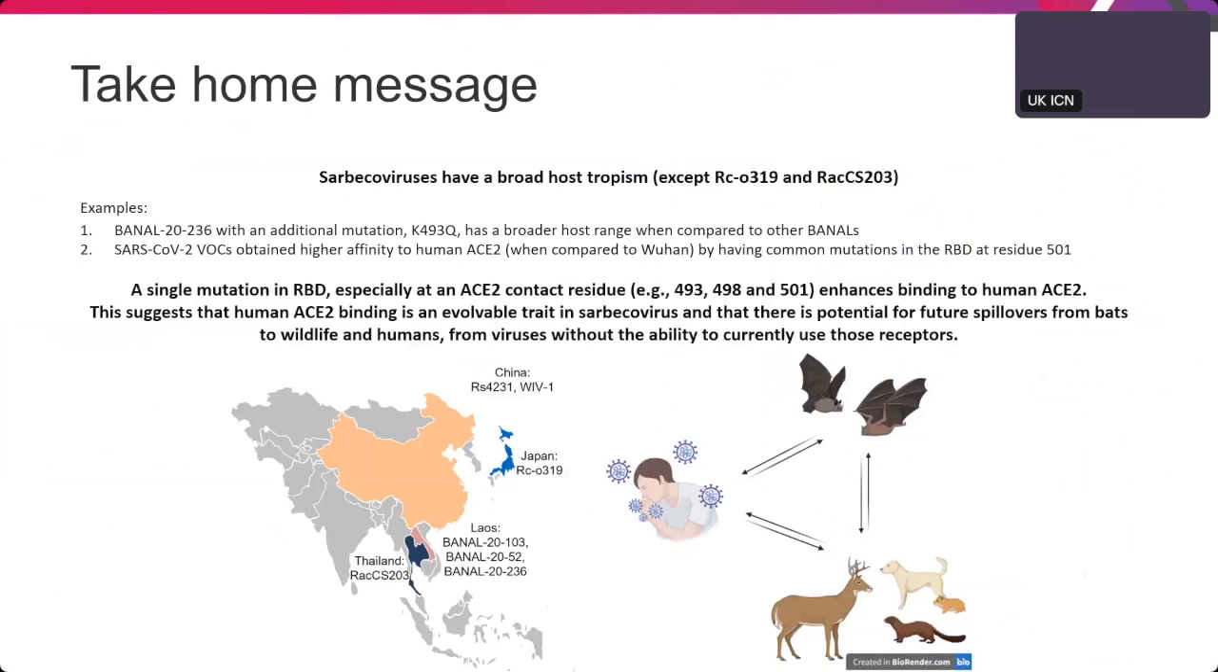So to conclude everything, Sarbecoviruses have a broad host tropism, and Sarbecoviruses in bats, geographically isolated in Southeast Asia, have transmission potential to bats all over the world. But we have also seen exceptions in RCO309 and REC-CS203. However, they shouldn't be excluded from having spillover potential, as just a single mutation in the RBD, especially at an ACE2 contact residue, could enhance binding to human ACE2s and ACE2s in general.